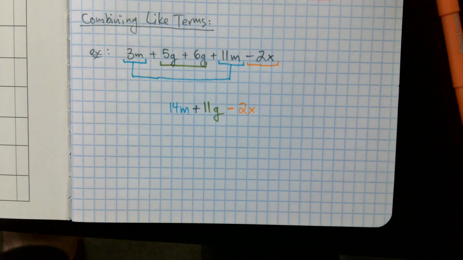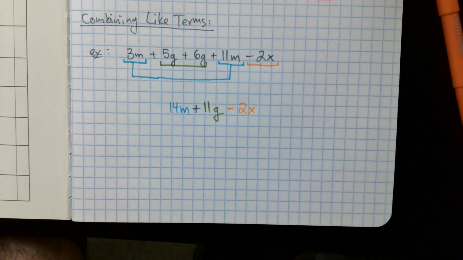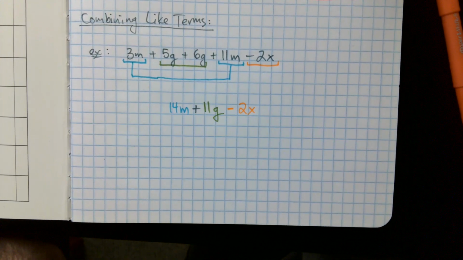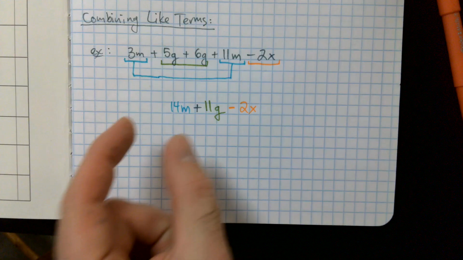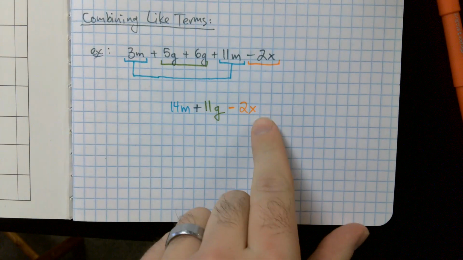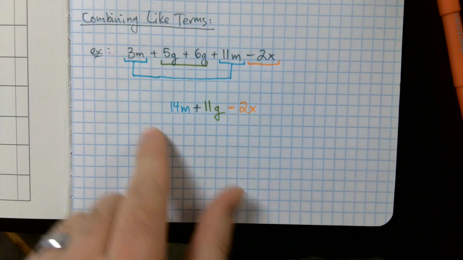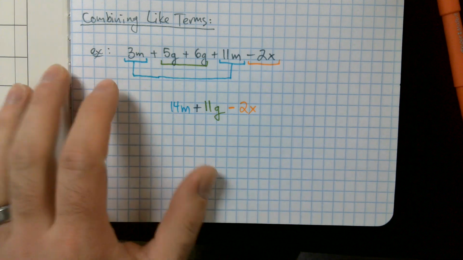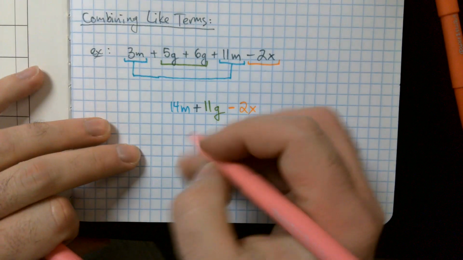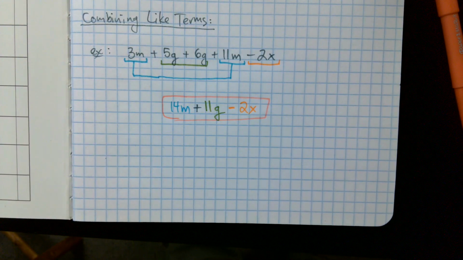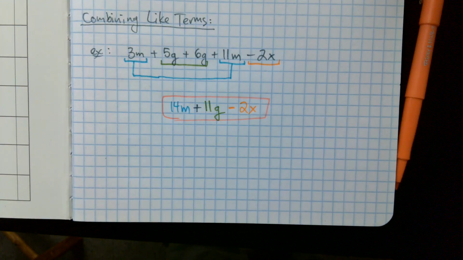Now, typically, it doesn't matter what order these terms are in. Could I have said 11g plus 14m minus 2x? Yeah, it's all the same. As long as the sign in front of my number stays attached to that number, if I wanted to bring this orange 2x to the front, I would have to bring that negative sign in front too, obviously, right? Nothing else we can do. All my like terms are sorted. My M's, my G's, and my X's. Boom. There's my expression.